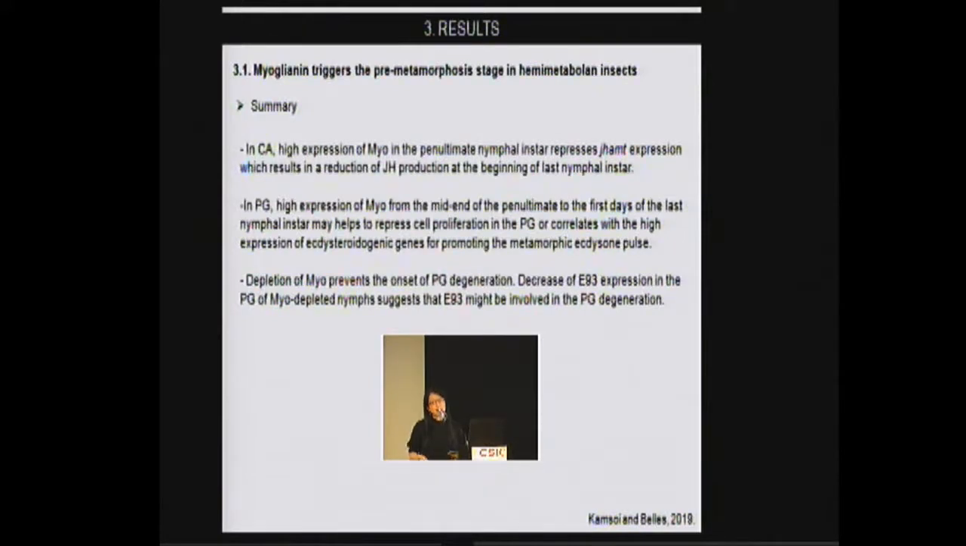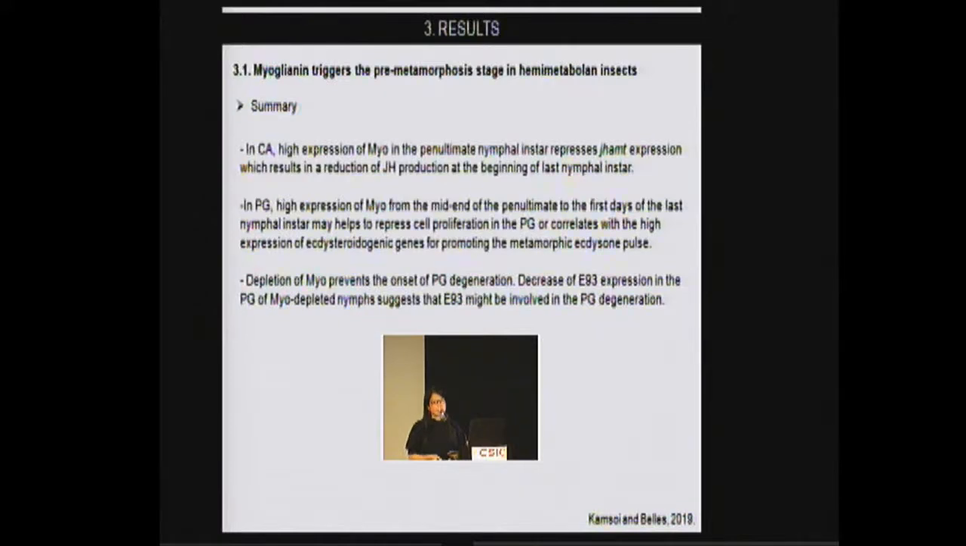So it results in the reduction of juvenile hormone production at the beginning of the last nymphal instar. In the case of the prothoracic gland, high expression of myoclonine happened from the mid-end of the penultimate nymphal instar until the first day of the last nymphal instar. It should help to replace the cell proliferation in the prothoracic gland.